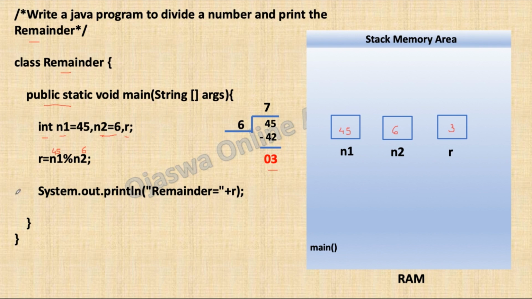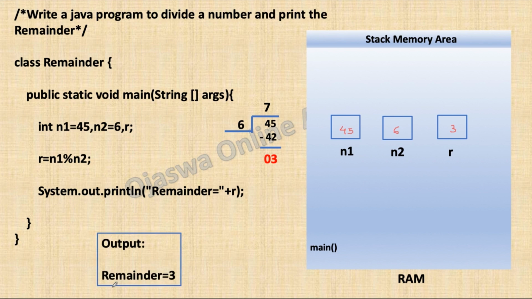To print the output, we invoke System.out.println. Your output looks like this. "Remainder equal to" will be printed as it is and variable r will invoke value 3.